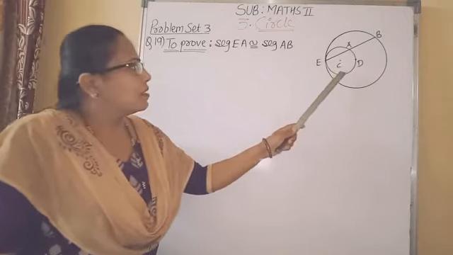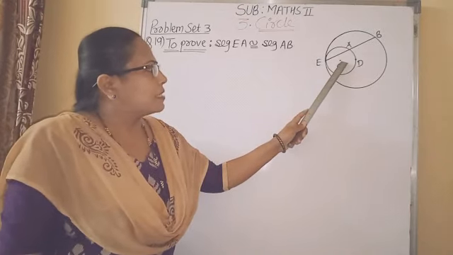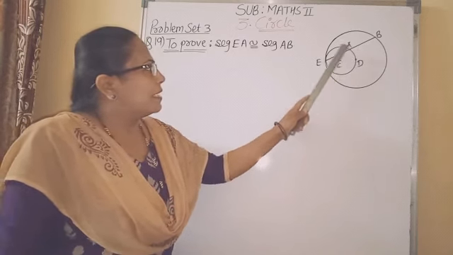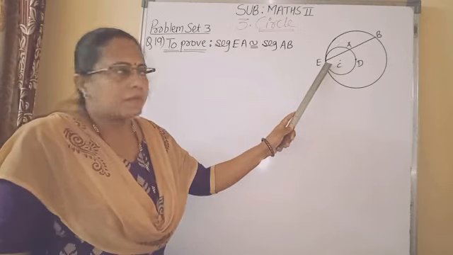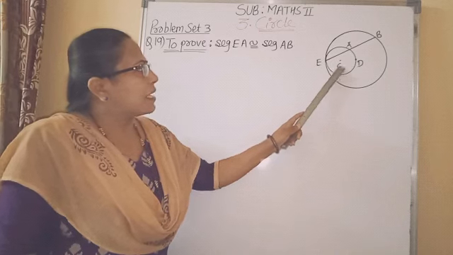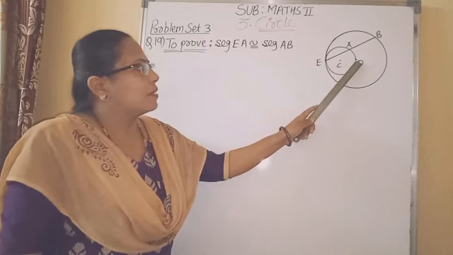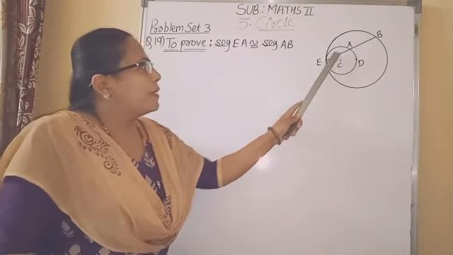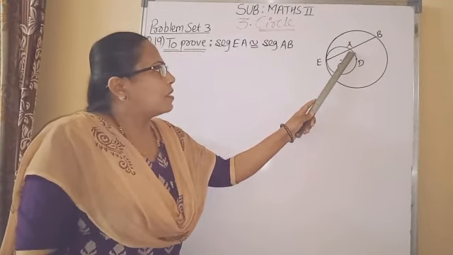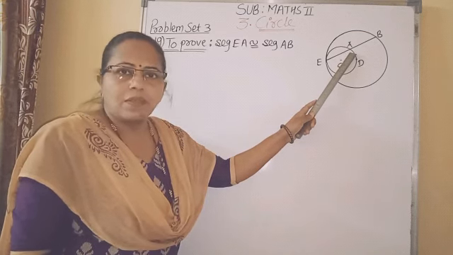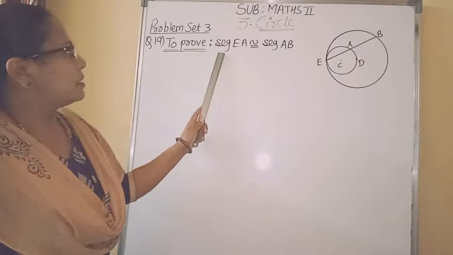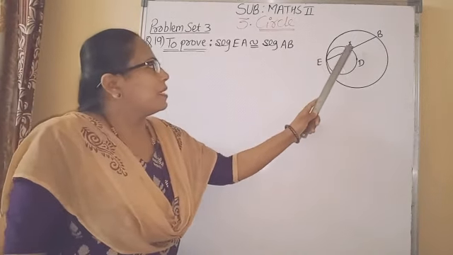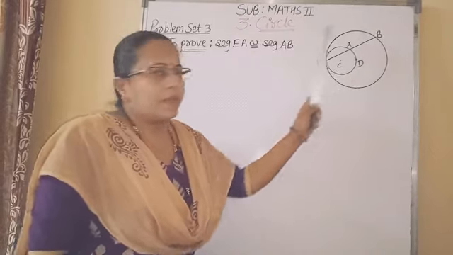Next, question number 19 from problem set 3. The question is, there are two circles with center C and center D. Both circles touch each other internally at point E, and the smaller circle passes through the center of the bigger circle D. And chord EB of the bigger circle intersects the smaller circle at point A. So we have to prove segment EA is congruent to segment AB.